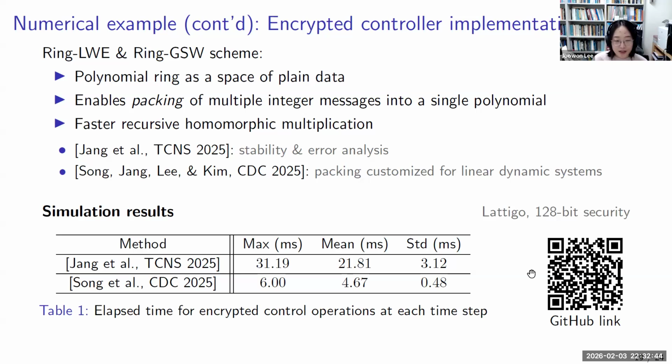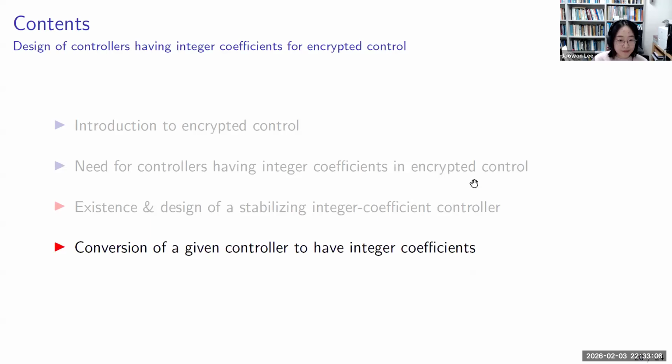So I think even though our proposed algorithm produces controllers of high order, we can leverage these kinds of methods to efficiently implement the actual encrypted controller. And now the remaining content is conversion of a given controller to have integer coefficients.